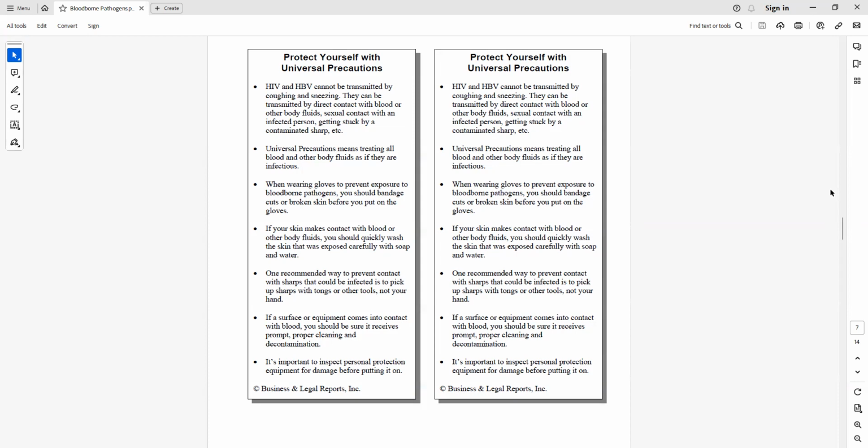When wearing gloves to prevent exposure to bloodborne pathogens, you should bandage cuts or broken skin before you put on the gloves. If your skin makes contact with blood or other body fluids, you should quickly wash the skin that was exposed carefully with soap and water. One recommended way to prevent contact with sharps that could be infected is to pick up sharps with tongs or other tools, not your hand. If a surface or equipment comes in contact with blood, you should be sure it receives proper cleaning and decontamination. It's important to inspect personal protection equipment for damage before putting it on.